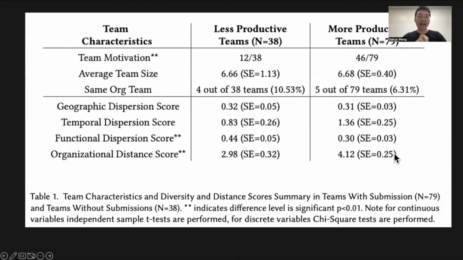Here are some highlights of the findings. First, we divide all the project teams into 2 categories. One category, which we call more productive teams, means that within a fixed amount of time, they actually delivered a research paper out of these research projects. The less productive teams are the ones that couldn't deliver a research paper.